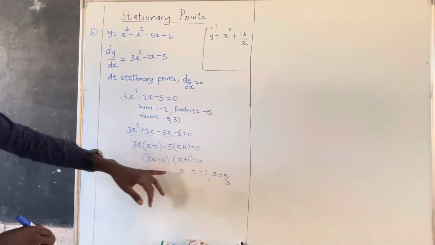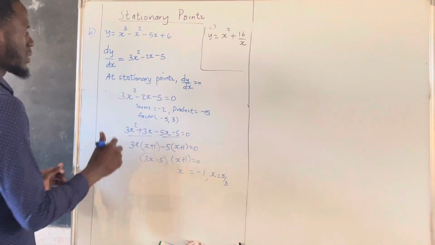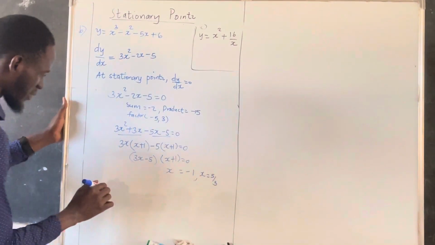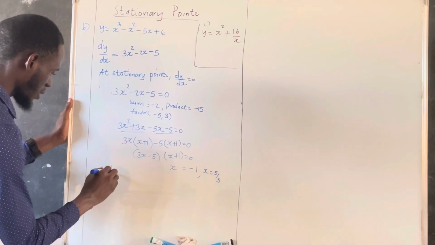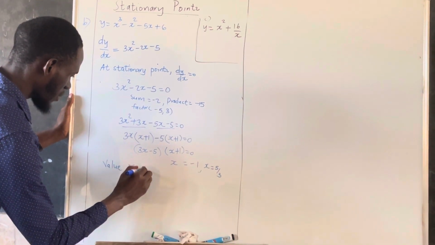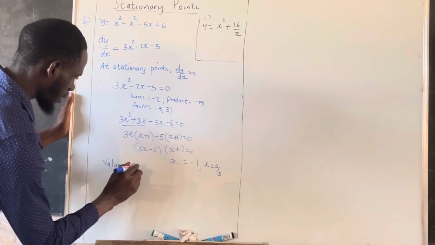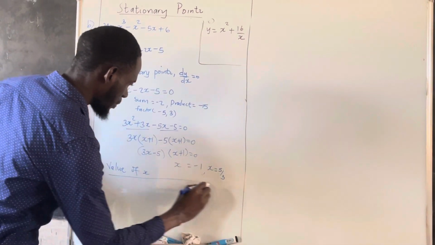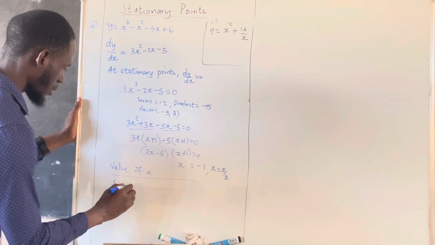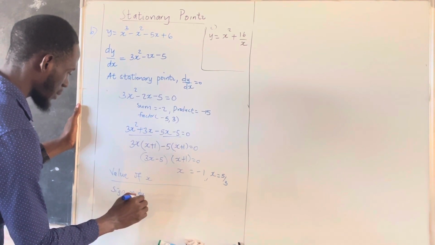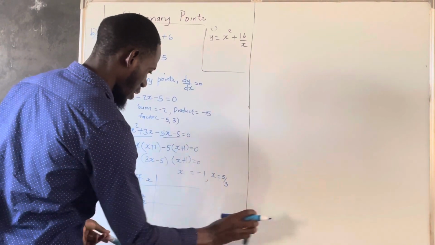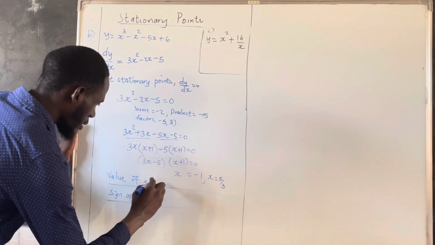After establishing the values of x, to get the nature we need to get the sign of dy/dx on the left and on the right of the x values. So we have to go ahead and establish the sign of dy/dx in a table like this.